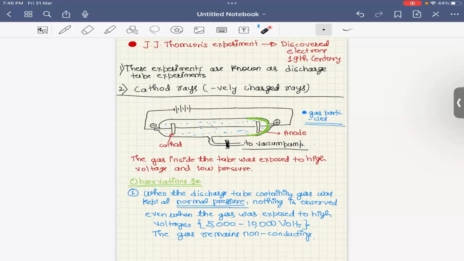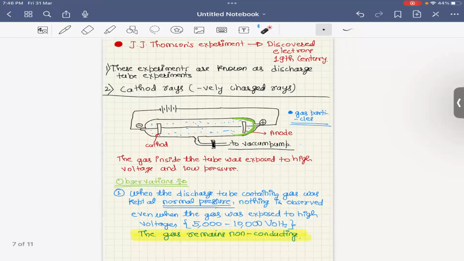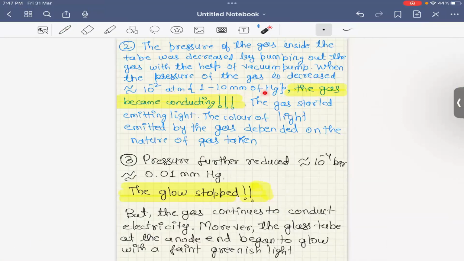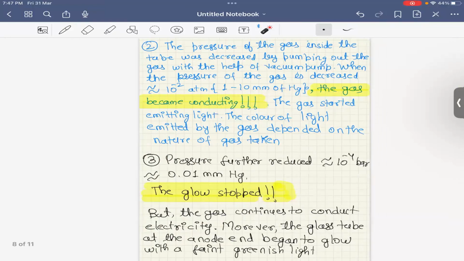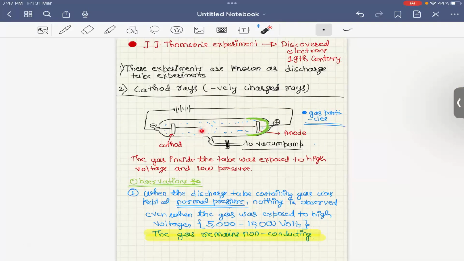Initially, pressure was kept constant and a very high voltage difference was applied. So nothing happened. The gas remained unionized. That is, it did not conduct any electricity. The gas remains non-conducting. But when the pressure was reduced to around 10 raised to power minus 2 atmosphere, which is around 1 to 10 mm of Hg, the gas became conducting, right?